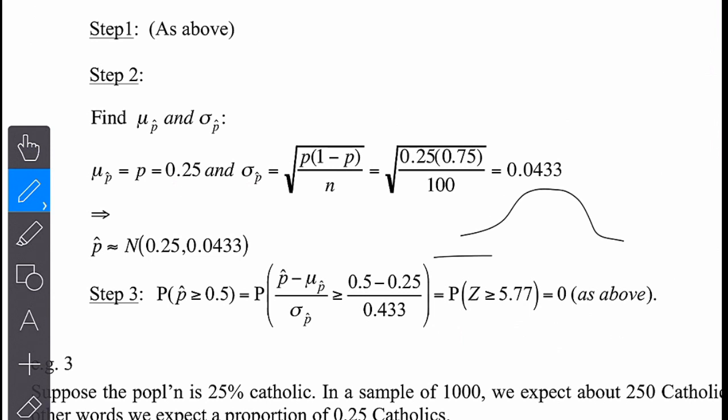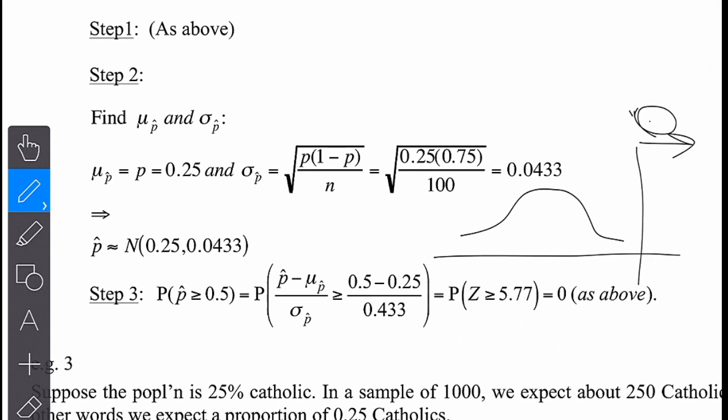Drawing a picture. 5.77 is way out here. It's off the chart, but I know that means that it's so unlikely, the chance of being here is 6 standard deviations away. It's an outlier so far that the chance of that happening is 0. So again, the result that we had for ESP, the chance of somebody just guessing being found to have ESP is so unlikely it's 0.